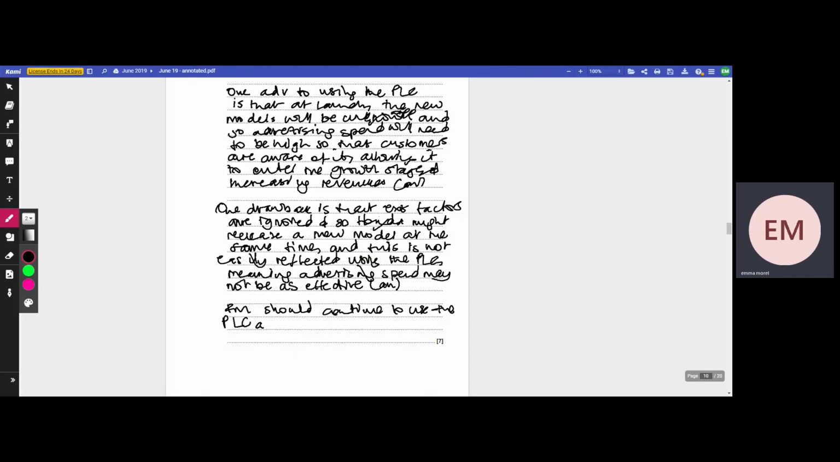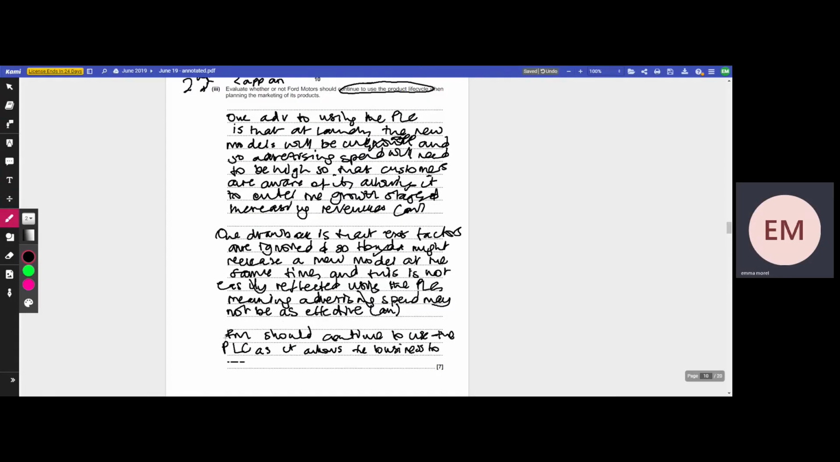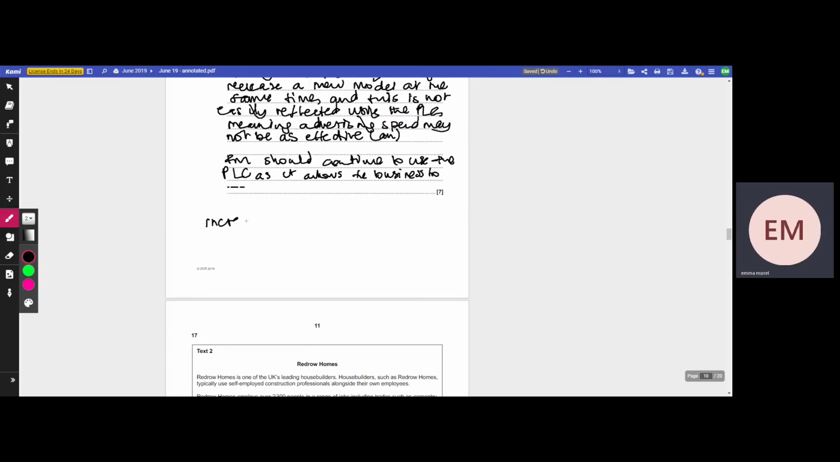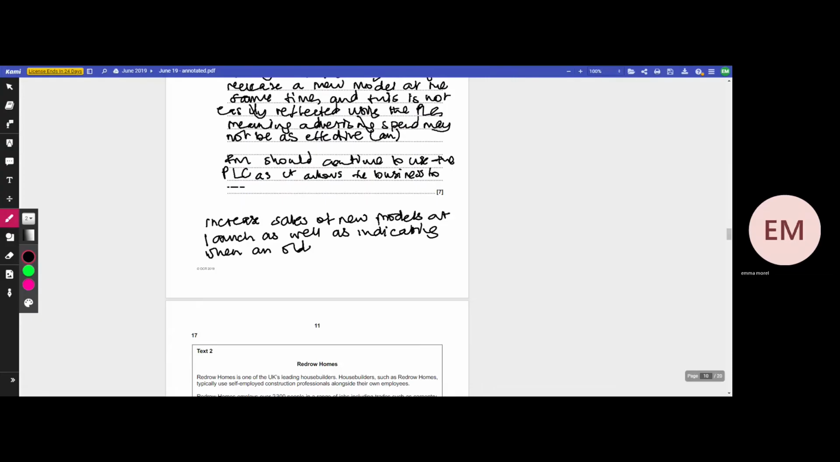Should continue to use the product lifecycle as it allows the business to increase sales of new models at launch, as well as indicating when an older model, such as the KA, told us about the KA, may need an extension strategy.